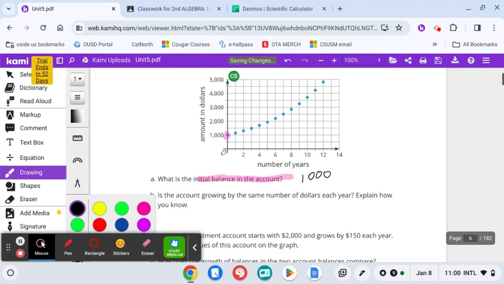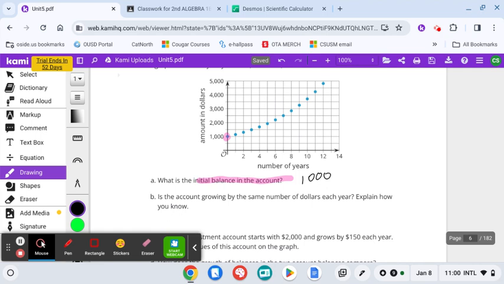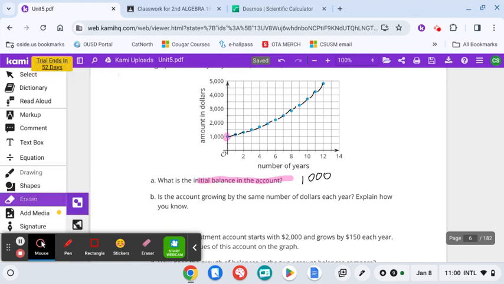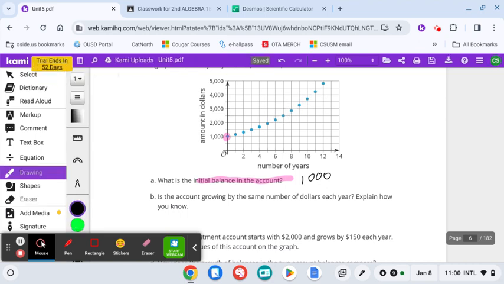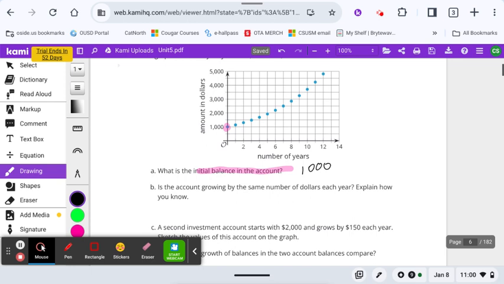And it says, is the account growing by the same number of dollars each year? Now, it kind of looks like from here to here, from here to here, it's sort of going in a straight line. But then what happens as we go further? Do you see that curve start to happen? What that means, if it's not staying in a straight line, is that the jump is not constant throughout the entire graph, but it is still such a small growth that it almost looks linear for a time. So is the account growing by the same number? No.